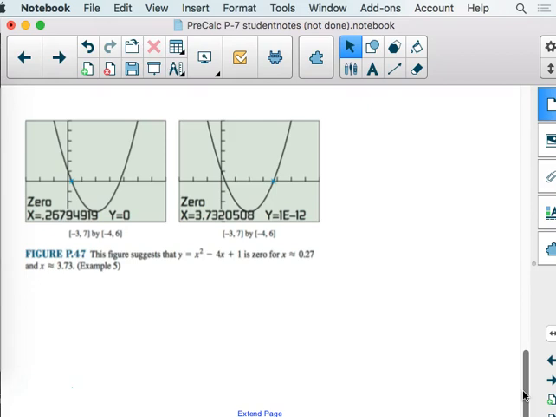So the zero feature, it's there, we can use it. It's kind of a last ditch thing. We can't factor it, we can't figure it out any other way. They put the little graphing calculator icon there, and we need to be able to find it.